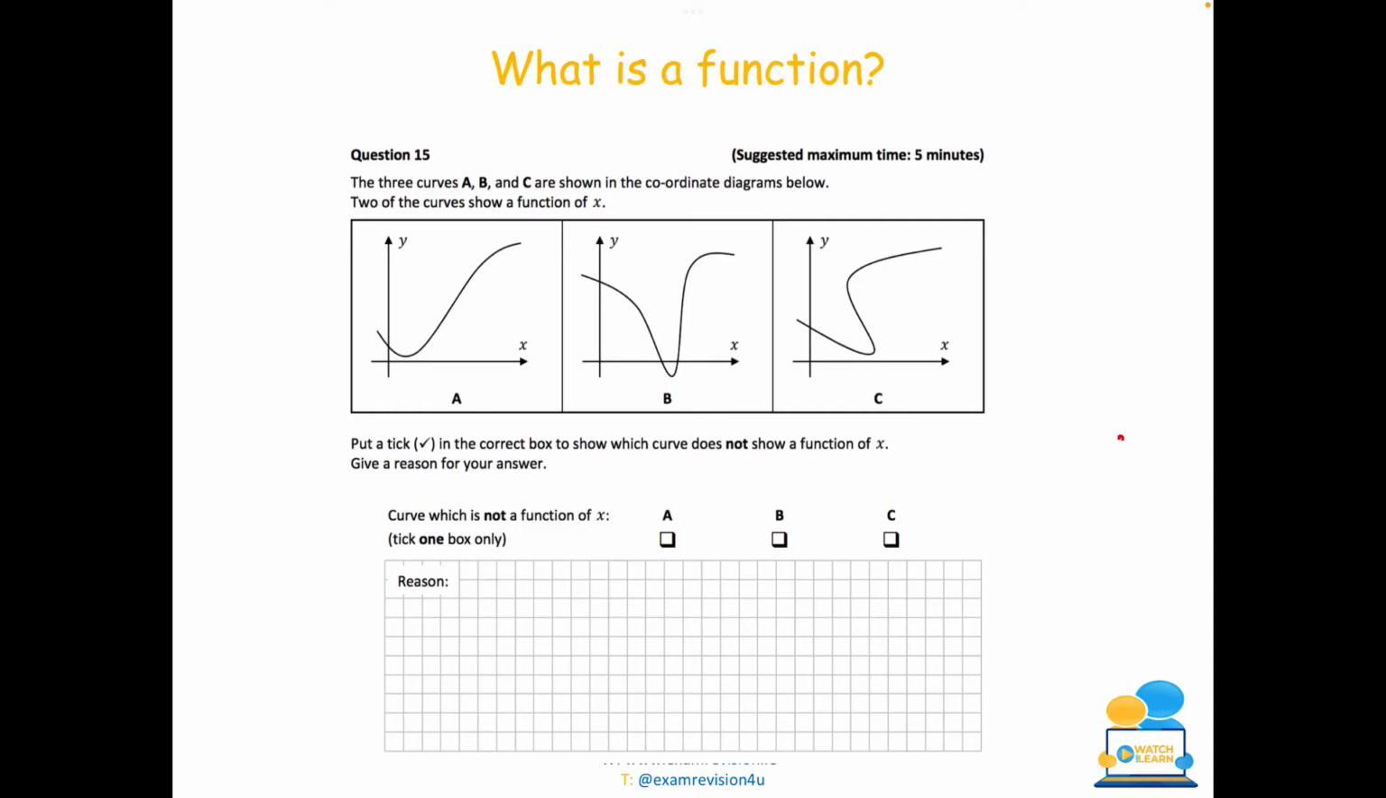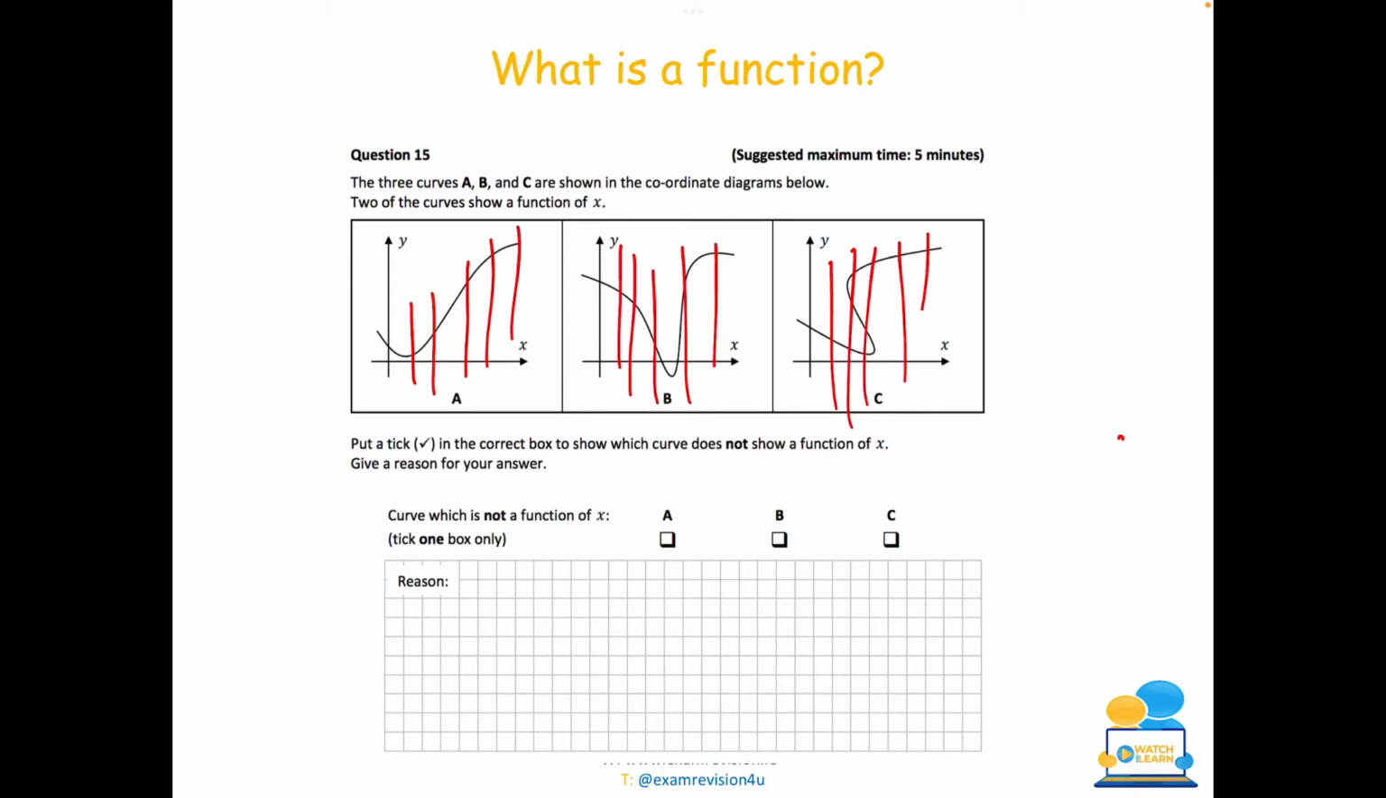Again, I'm just going to get my vertical line test through each of my curves. It's clear to see straight away that it is curve C that is not a function, as my vertical lines in this case are touching the curve at numerous points. If it was a function, all vertical lines should only touch the curve once. So your reason: each input does not have a unique output.